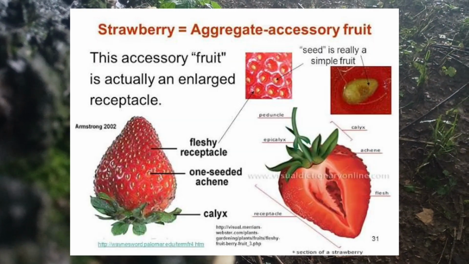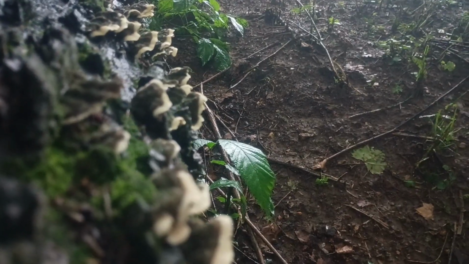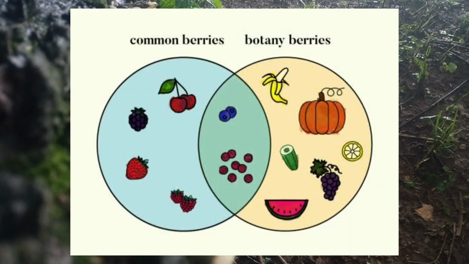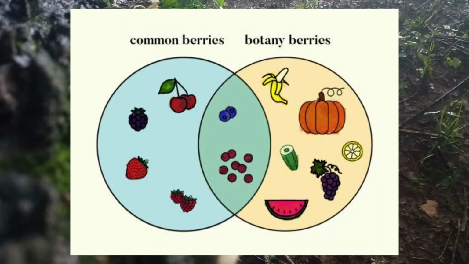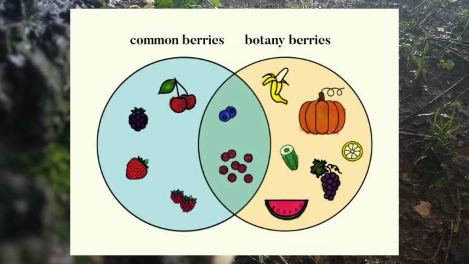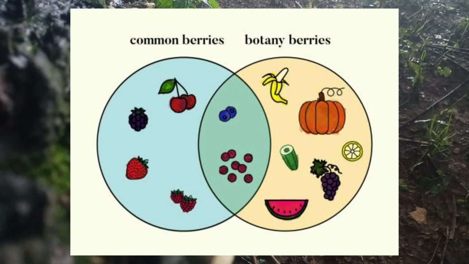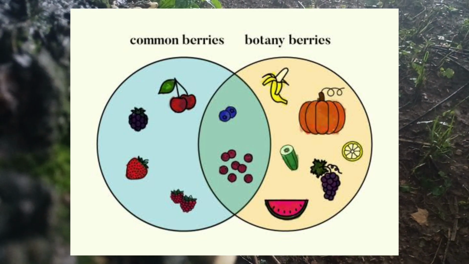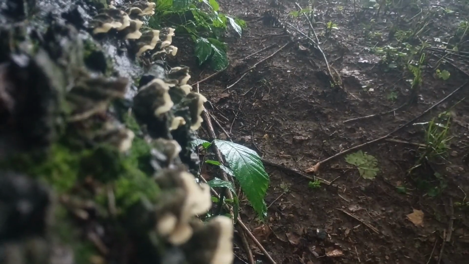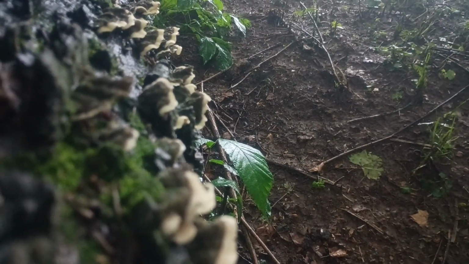The botanical definition of a berry is that it develops from a single flower with one ovary and is fleshy throughout. True berries include things like tomatoes, bananas, blueberries, and avocados, whereas not true berries include strawberries, raspberries, and blackberries. It can be pretty misleading once you get to understand it.